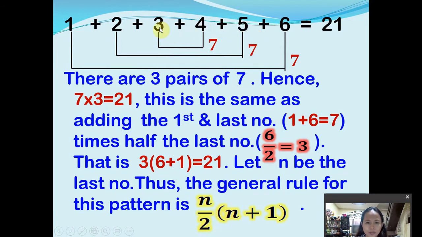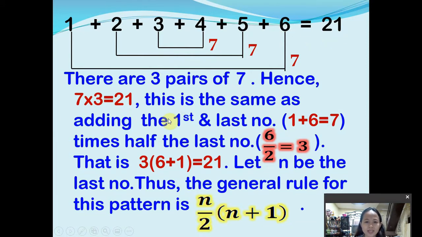Now, if we will try to pair numbers from the innermost to the outermost, we will pair the first and last number. That's 1 plus 6, that is 7. If we pair 2 and 5, add them, we come up with 7 still. If we add 3 and 4, it's again 7. So how many 7s do we have here? There are 3 pairs of 7. Or we can also say 7 times 3, and that is 21.